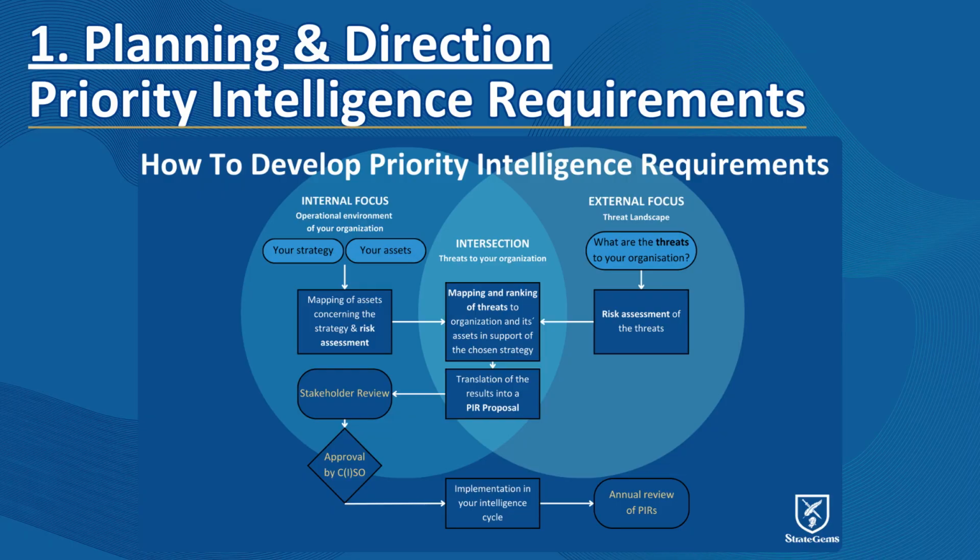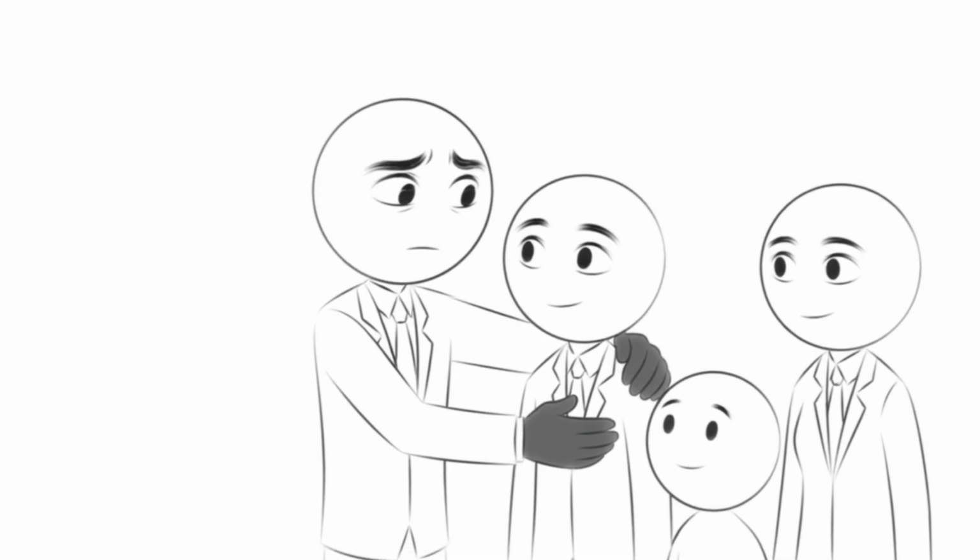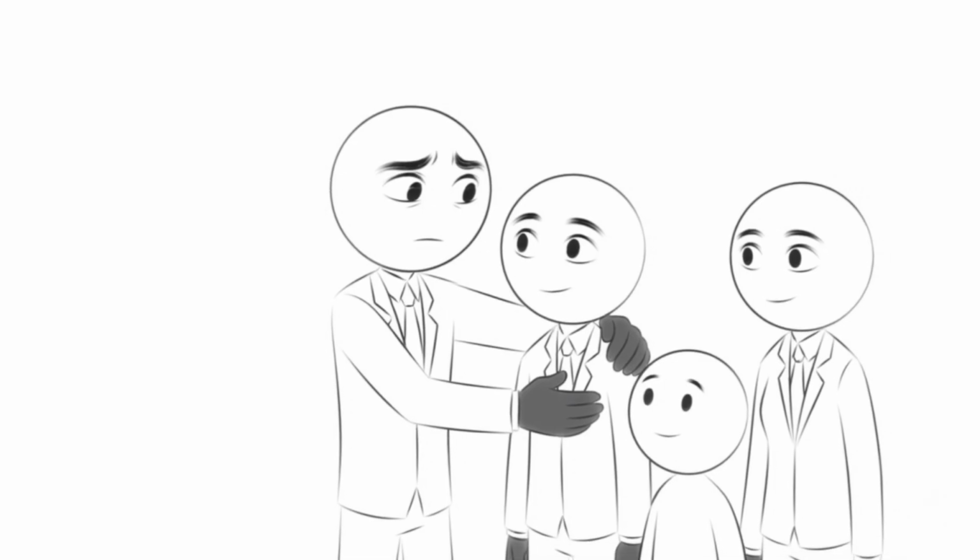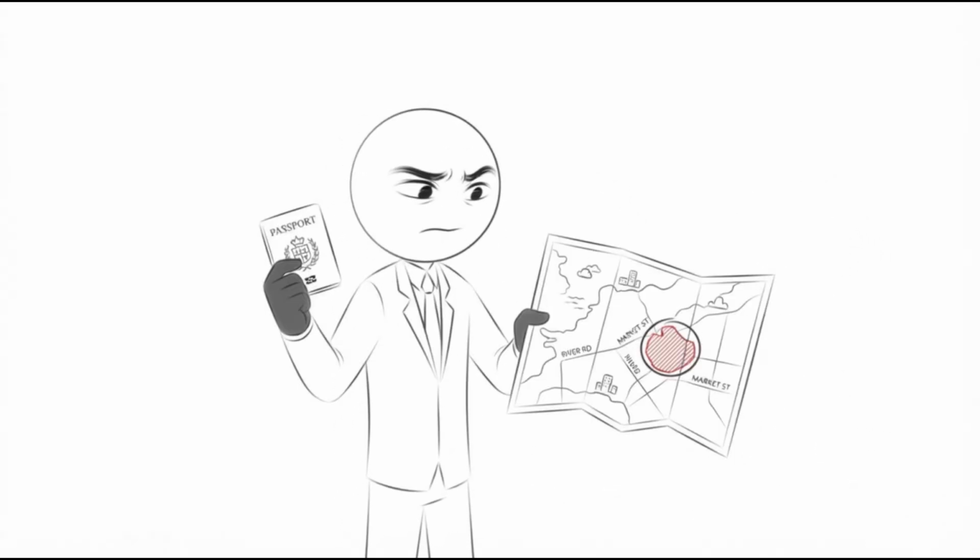The PIR process doesn't stop at the office door. You can apply it to your personal security and the safety of your family as well. Example: you are planning a business trip to a region with elevated risk. What do you need to know before you book?